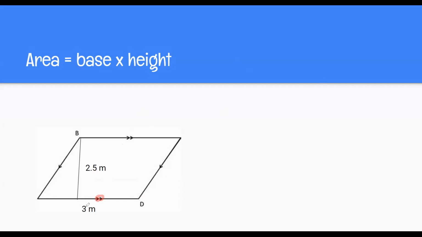So I have 3 times 2.5, because I have area equals the base. So the base is my 3 meters, and then I have times my height, which again is this part, the slant. So right here, this is not height. So my height is the up and down. Your height or how tall something is never going to be a slanted line. It will always be a straight vertical line.